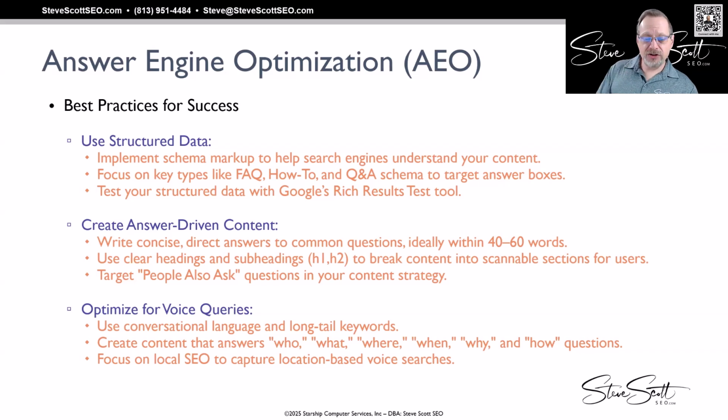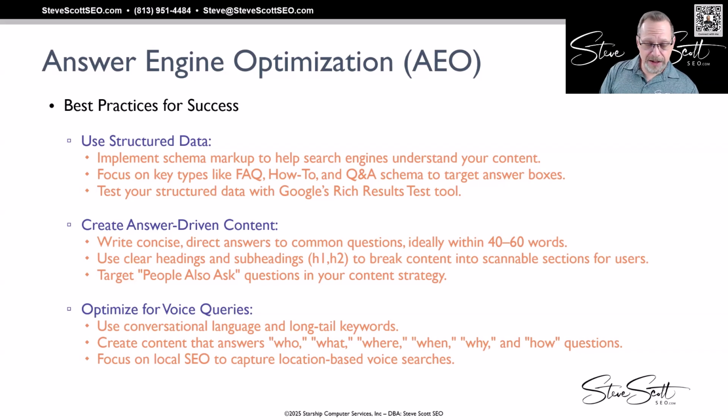You want to create answer-driven content. So this is by writing concise, direct answers to common questions. We just talked about how to find some of those common questions. Ideally within 40 to 60 words, short and sweet, basically, that show up in those People Also Ask questions. Keep the questions short and keep those answers short so they can show up quickly in those little People Also Ask sections where they have little arrows.